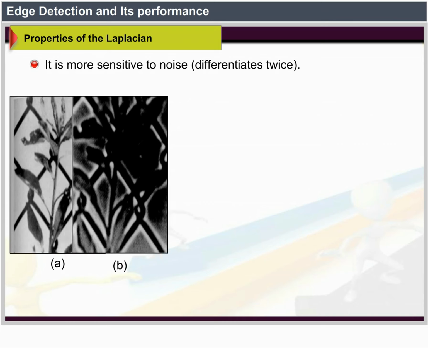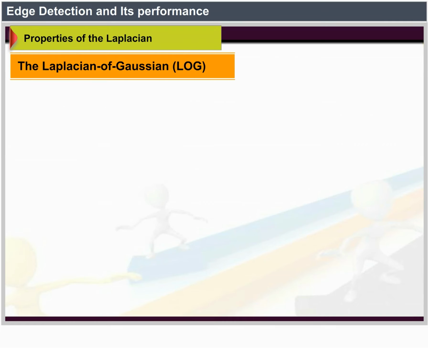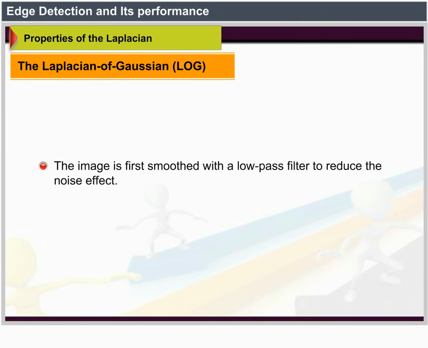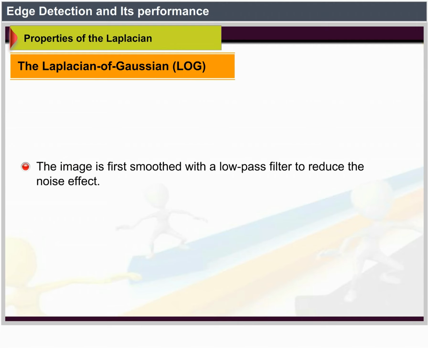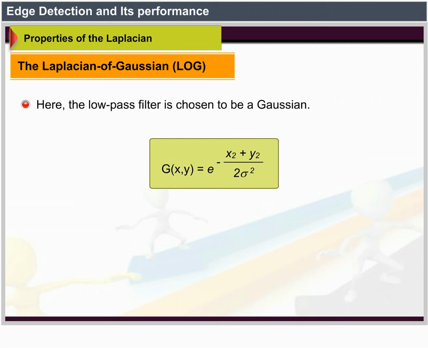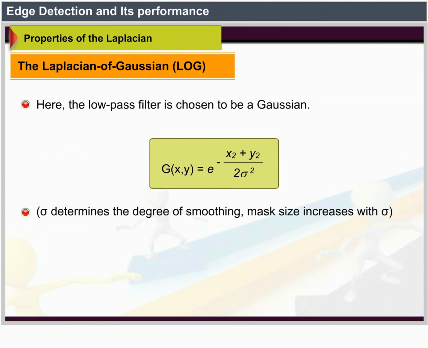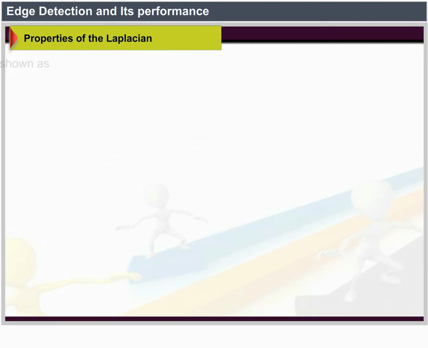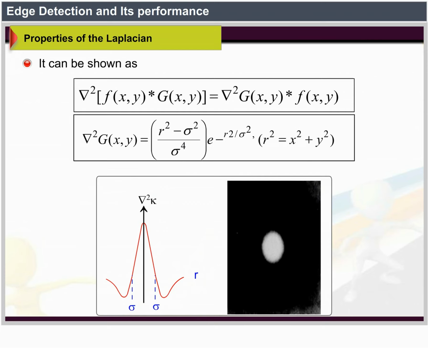The Laplacian of Gaussian, LOG. To reduce the noise effect, the image is first smoothed with a low-pass filter. In the case of the LOG, the low-pass filter is chosen to be a Gaussian. Sigma determines the degree of smoothing. Mask size increases with sigma. The Laplacian of Gaussian equations can be shown to follow as below.